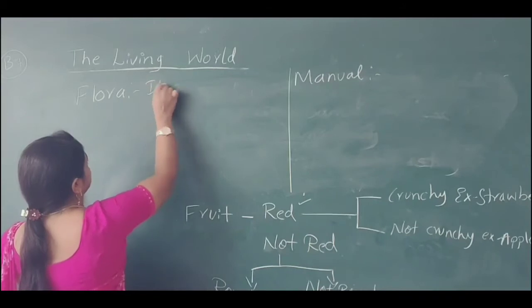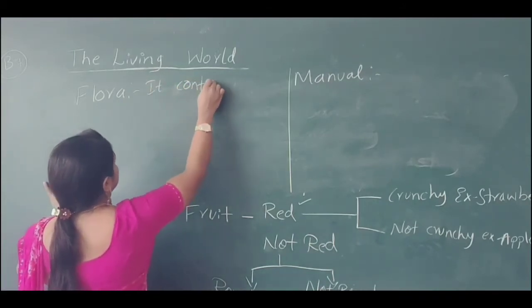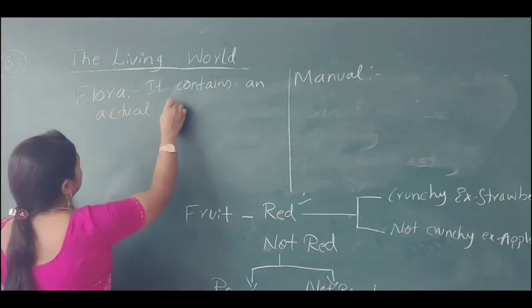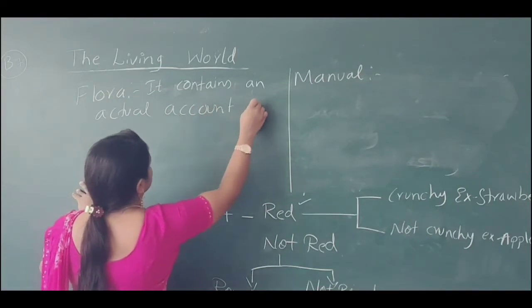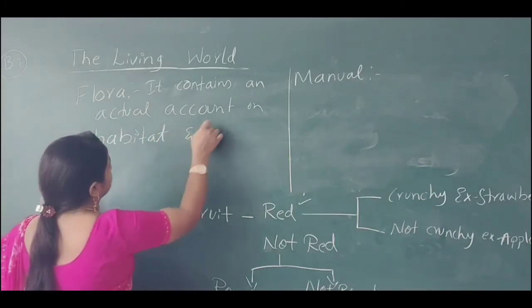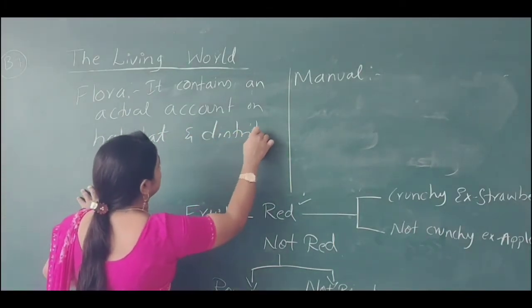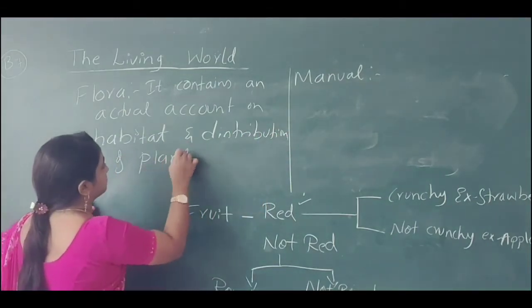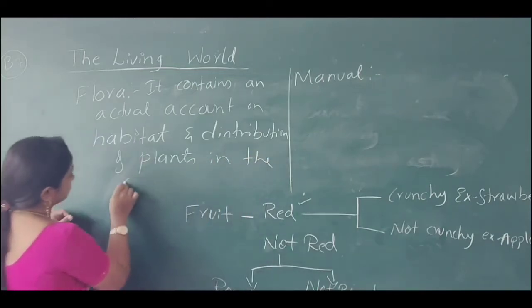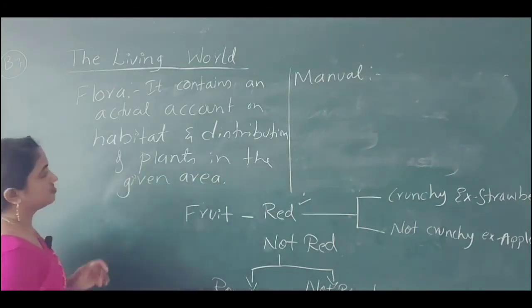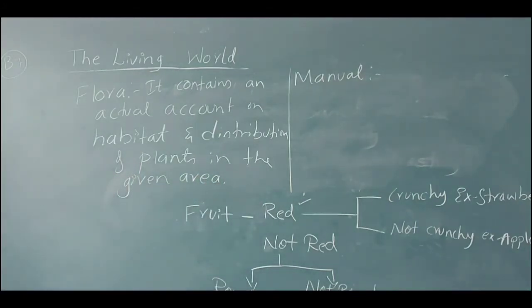So, it contains an actual account on the habitat and distribution of plants in the given area. Got it? So, what I told you, the taxonomical aid is flora.